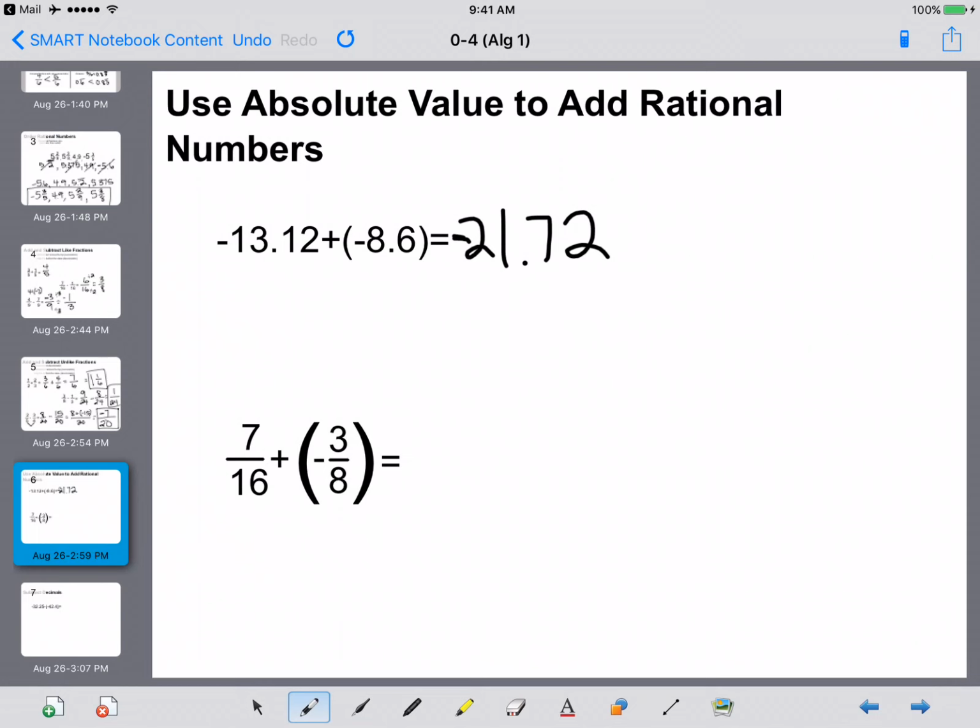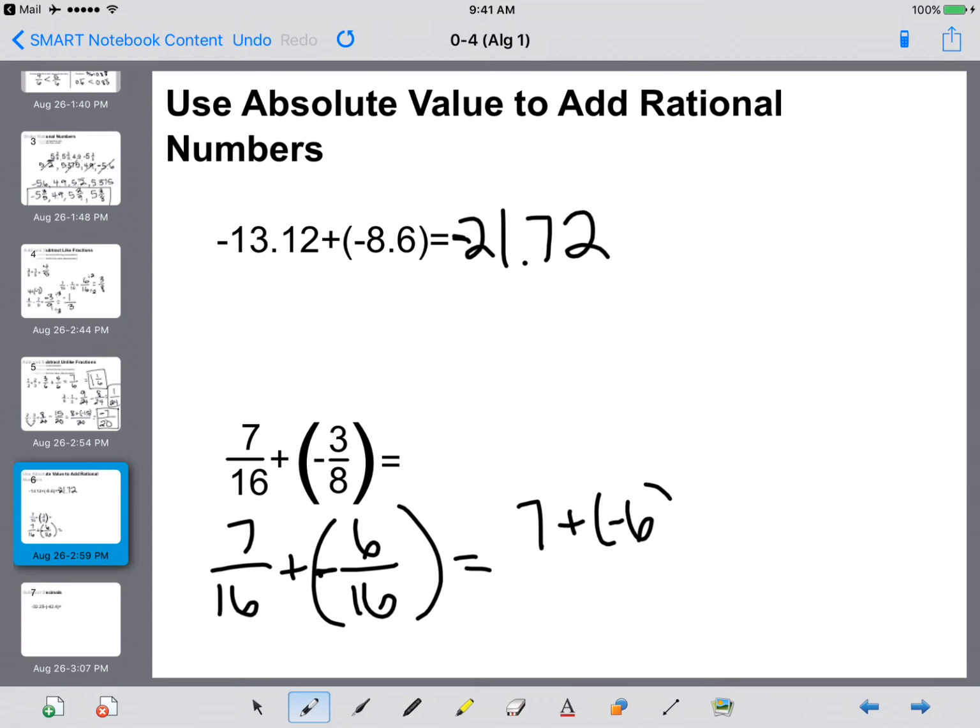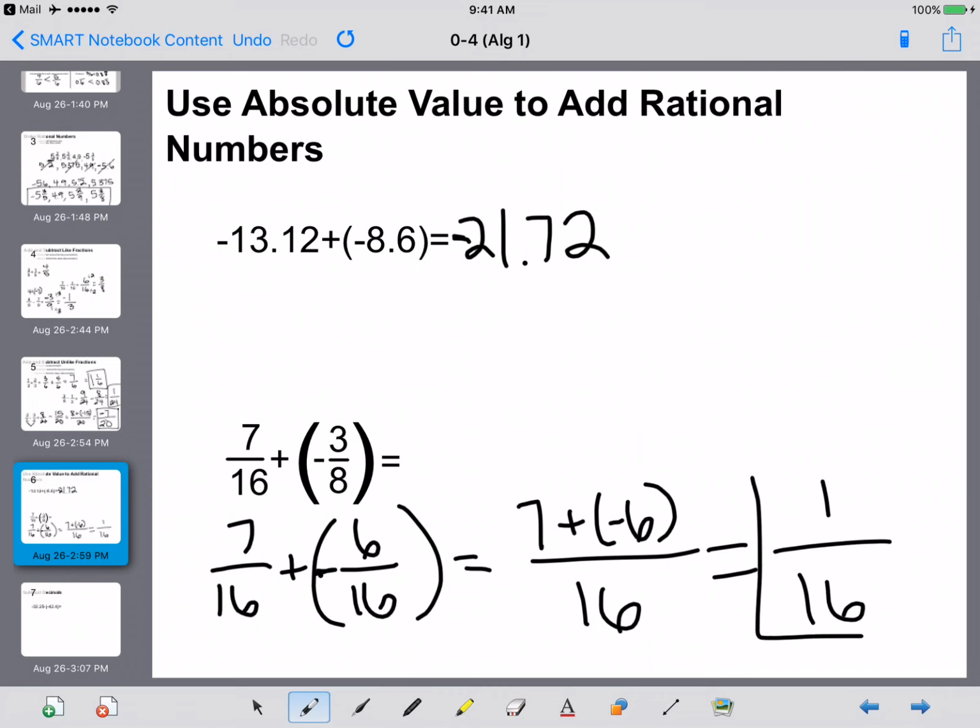Here we've got our fractions. Same deal that we've been doing. Get a common denominator. So our common denominator is 16. How do I get from 8 to 16? Times 2. What you do to the bottom, you do to the top. We've got 7 plus negative 6 over 16. The greater absolute value of these two is 7, so our answer is going to be positive. 7 minus 6 is 1 and our denominator stays at 16.